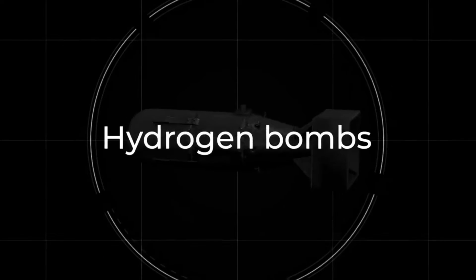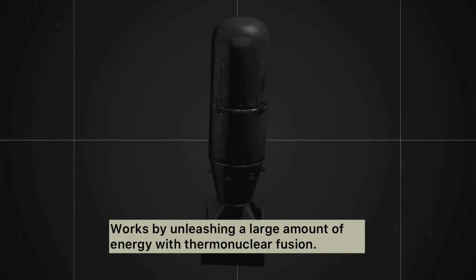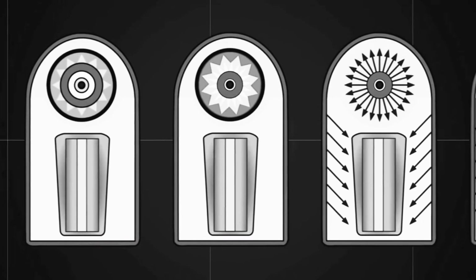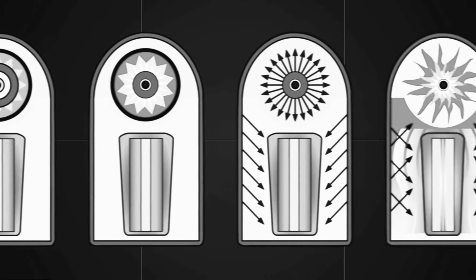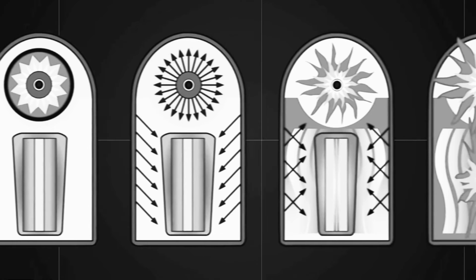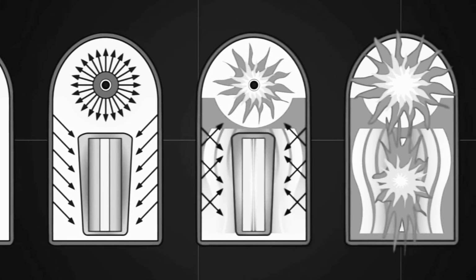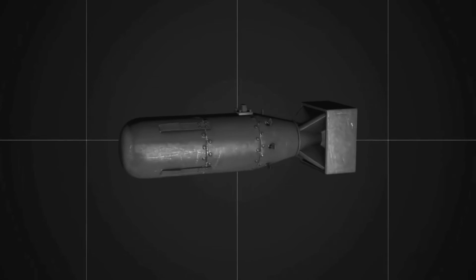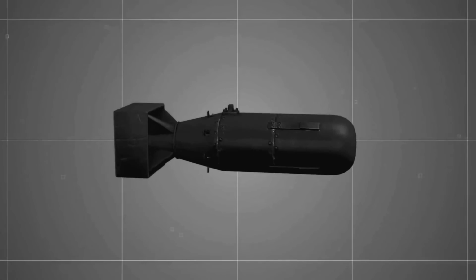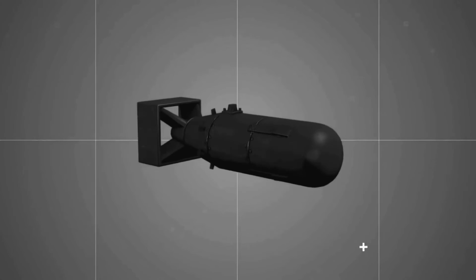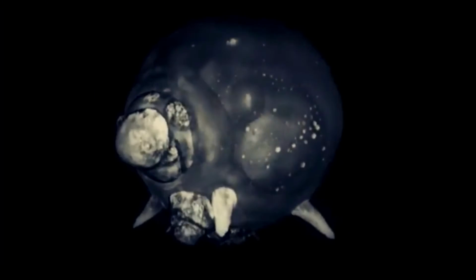A hydrogen bomb works by unleashing a large amount of energy with thermonuclear fusion. Thermonuclear fusion is when two nuclei of light atoms fuse together to form another heavier nucleus with the help of a huge amount of heat. Hydrogen bombs use lithium hydride, another isotope, in order to produce an efficient thermonuclear fusion. Inside the bomb, an explosion is performed to produce the thermonuclear fusion in lithium hydride.